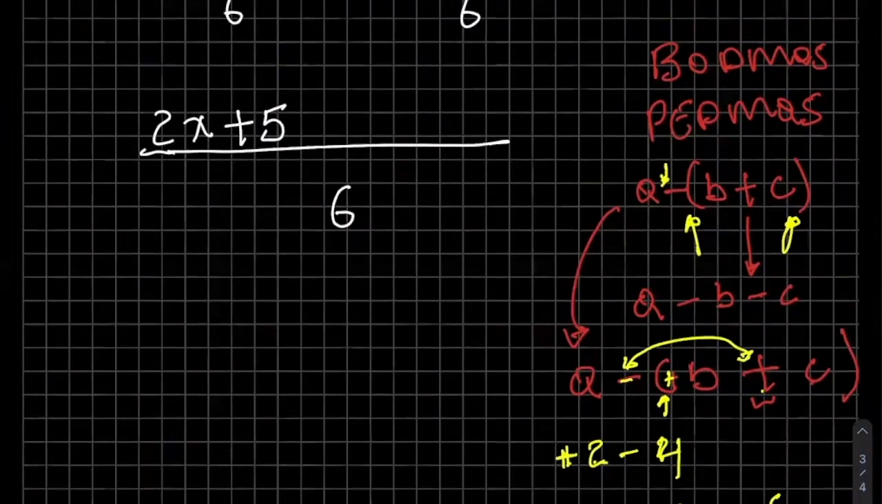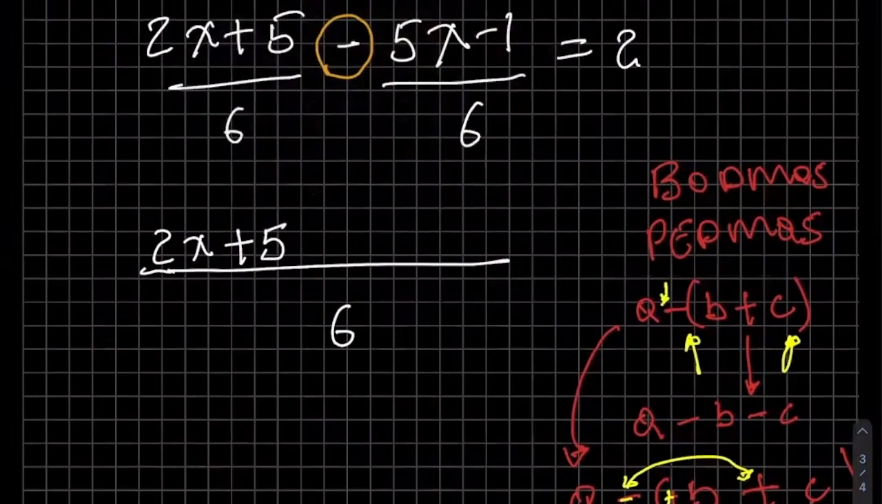So let's go back to our example. We assume this is one entity. Now, when we combine it in here, we are going to distribute the negative to both 5x and minus 1.